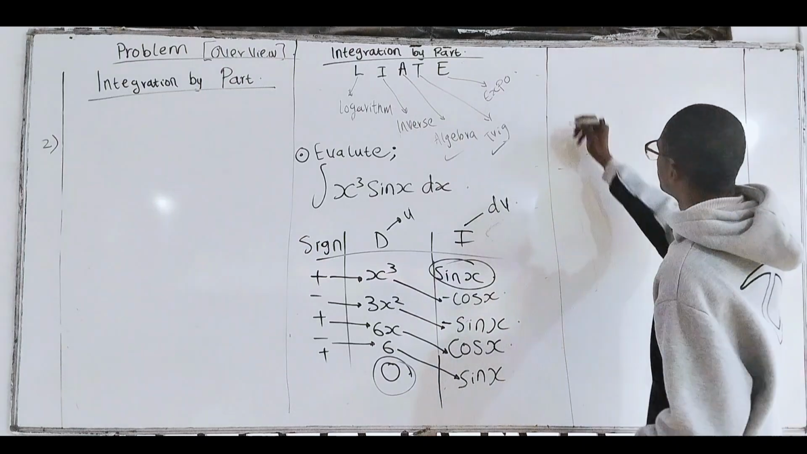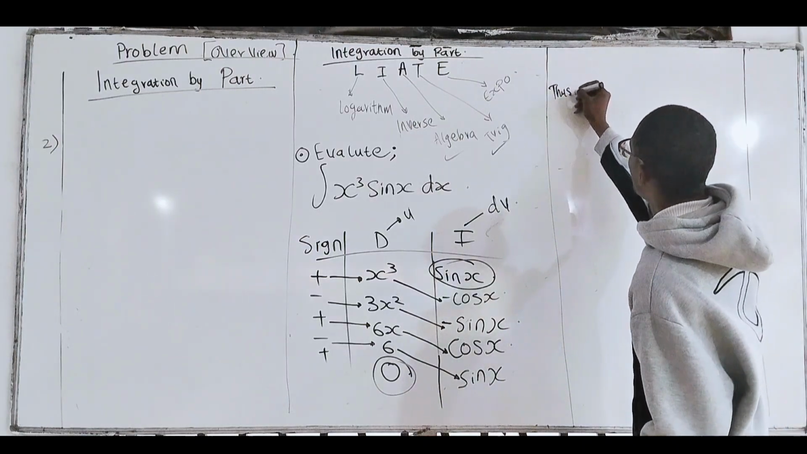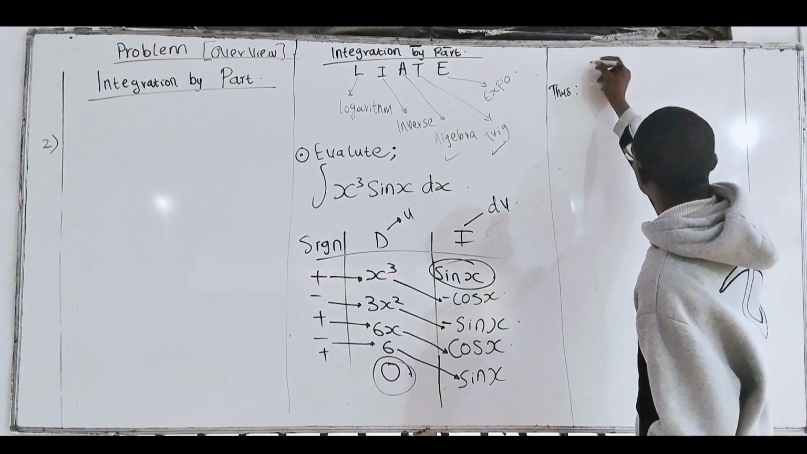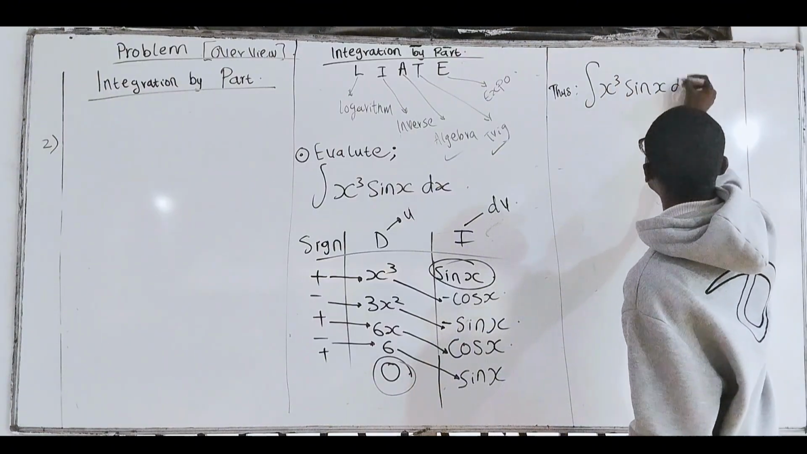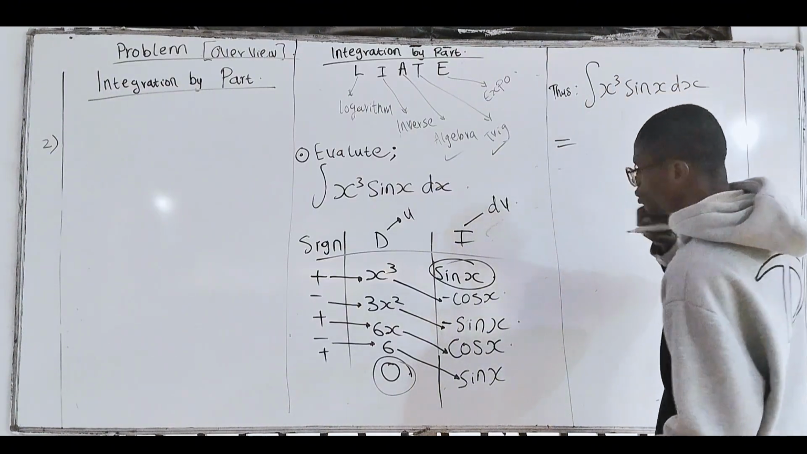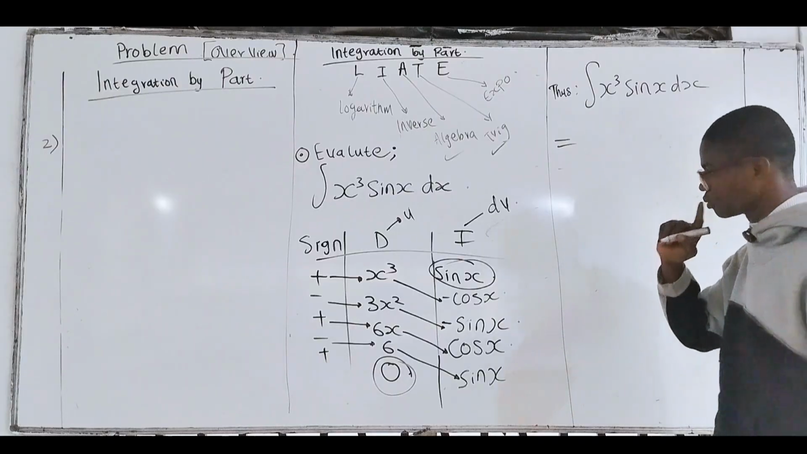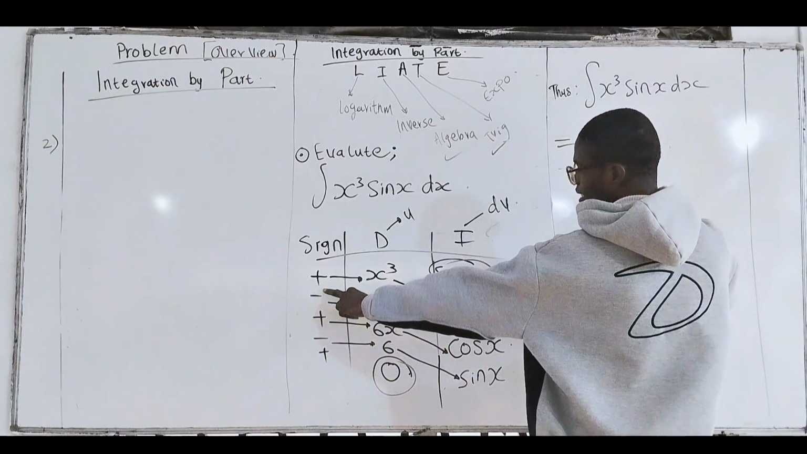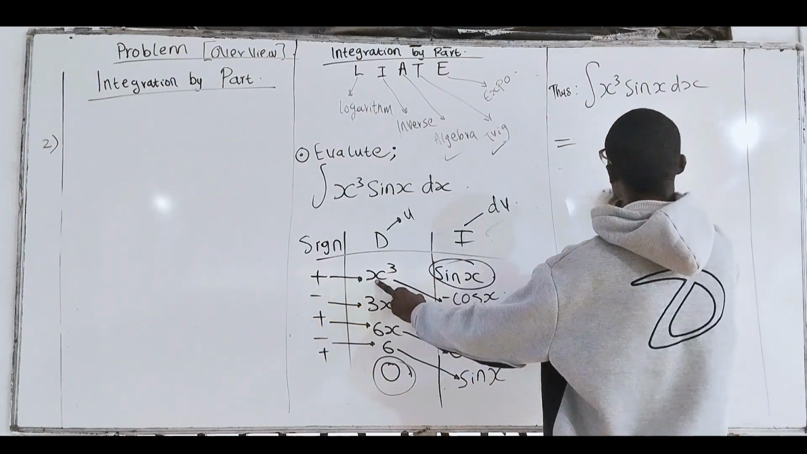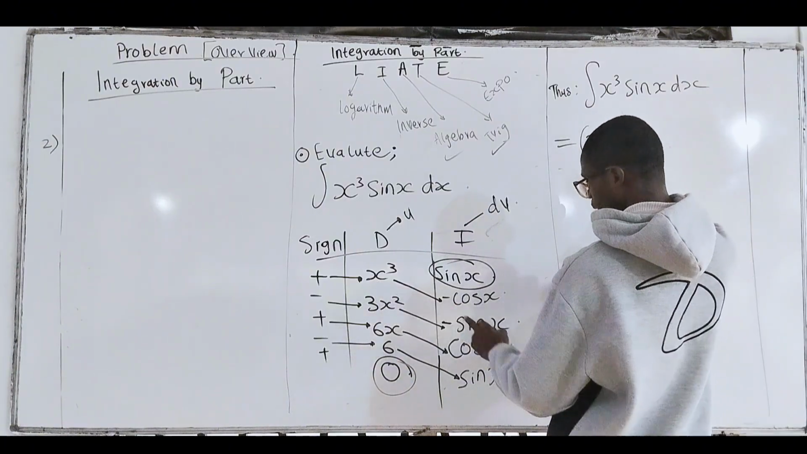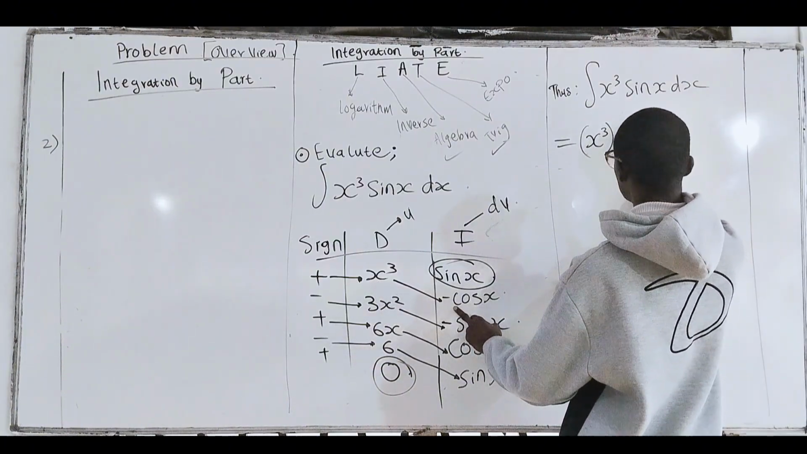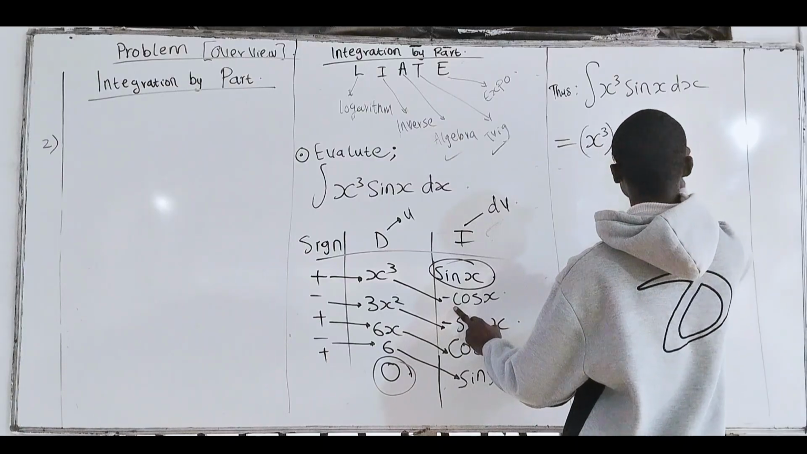You see how the answer will come out so sweet. The integral of x cubed sine x dx will be equal to, what will it be equal to? What sign is here? Multiply by this. This will give you x cubed, right? Multiply by this, cos what?